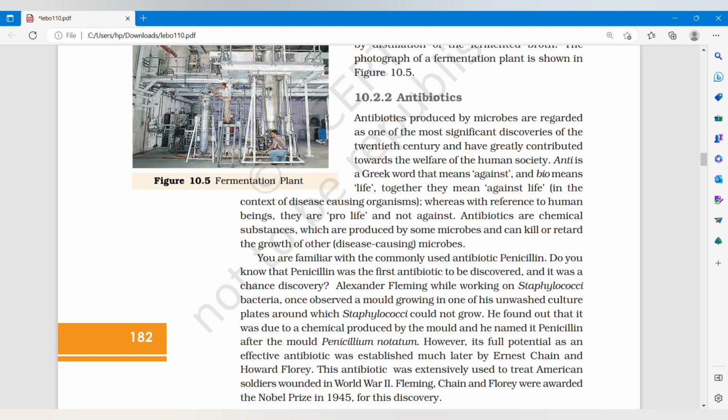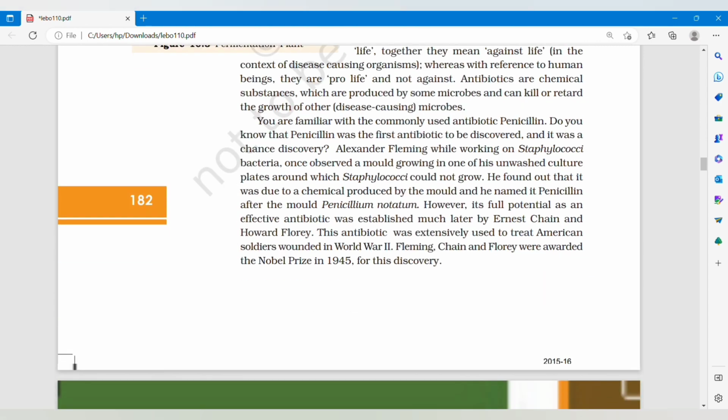Antibiotics are chemical substances which are produced by some microbes and can kill or retard the growth of other organisms that are disease causing. You are familiar with the commonly used antibiotic, that is penicillin. Do you know that penicillin was the first antibiotic to be discovered, and it was a chance discovery? Alexander Fleming, while working on Staphylococci bacteria, once observed a mold growing in one of his unwashed culture plates around which Staphylococci could not grow.